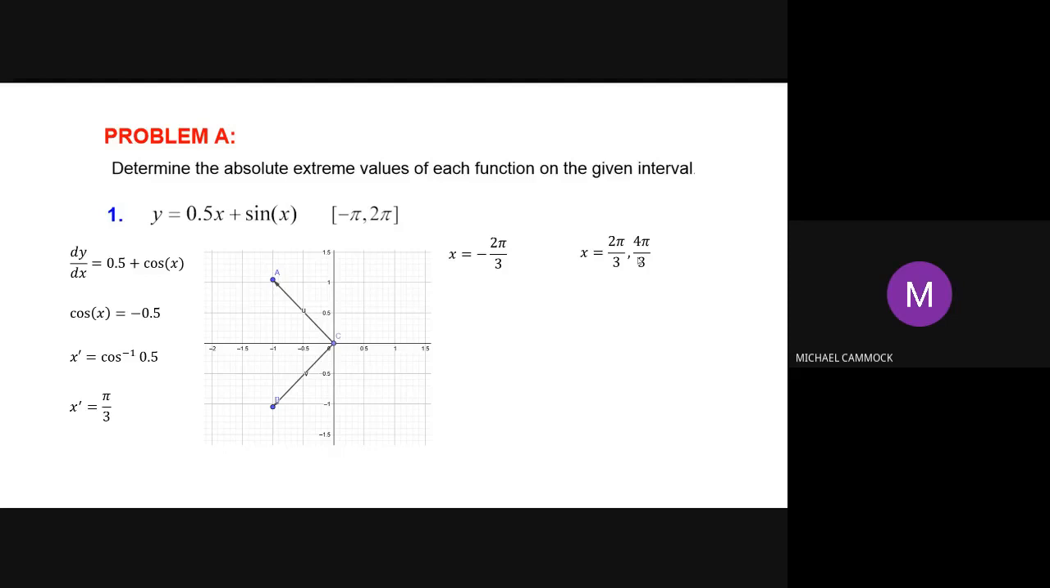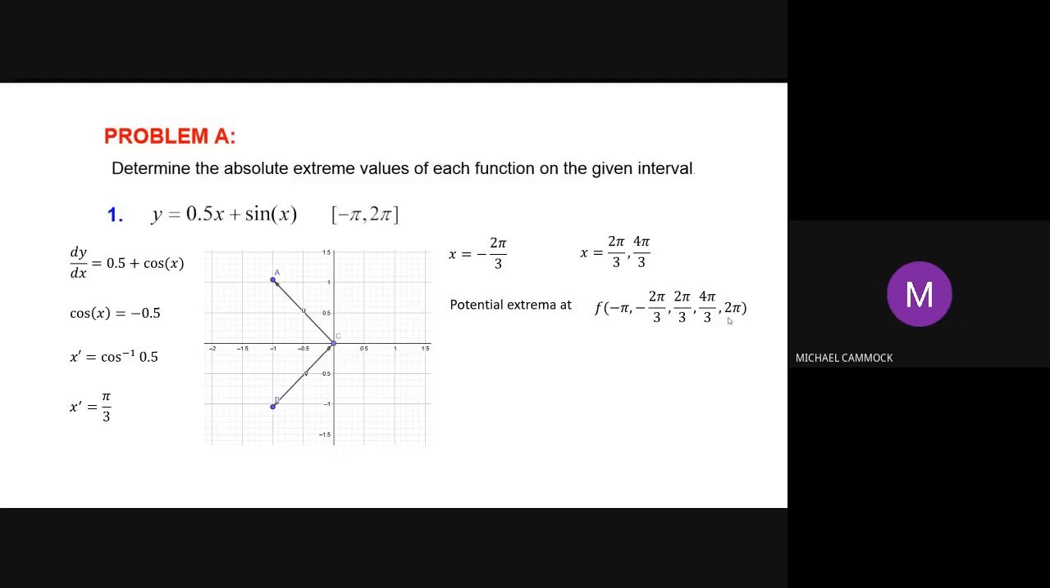But I also have to look at the 2 boundaries for my answers. Remember, part of the algorithm when we're doing maxes and mins within a particular interval, we also had to look at the 2 boundaries, because sometimes the boundaries are where you have your max or your min. So here are my places to look. I'm going to have to find the f of minus pi, which is one boundary, the minus 2 pi over 3, which is one of the x values, the 2 pi over 3, the 4 pi over 3, and the second boundary, which is at 2 pi.